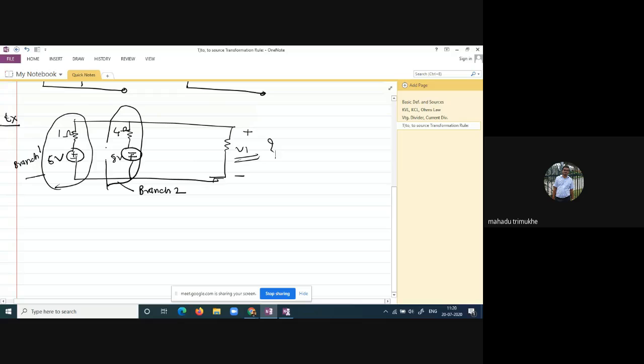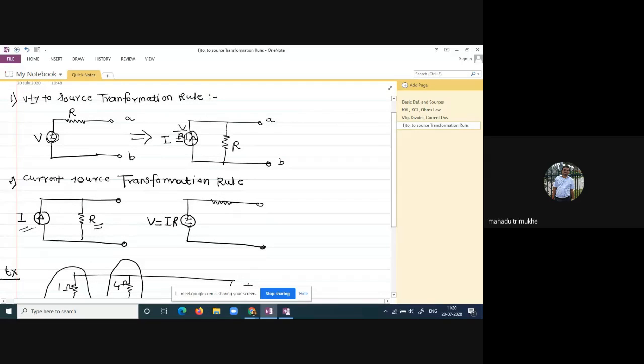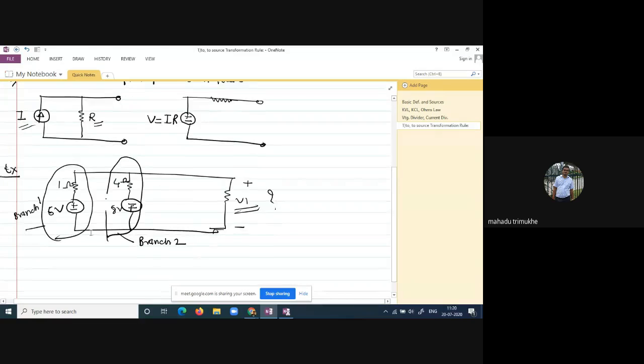Suppose you want to convert into the current source, what do you have to take? For converting to current, you take I is equal to V by R. V is already known, that is 6 volt. R you already know, that is 1 ohm. And 6 divided by 1, you get 6 ampere.